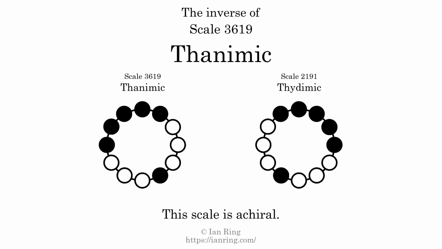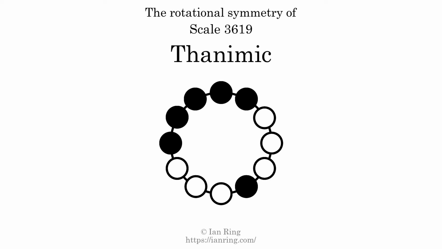The inverse of a scale is a mirror image. It is what you get when the sequence of intervals is reversed. The inverse of this scale is scale 2191, also known as Thanimic. This scale is achiral, since it can transform into its own reflection by a rotational transformation. This scale has no rotational symmetry.